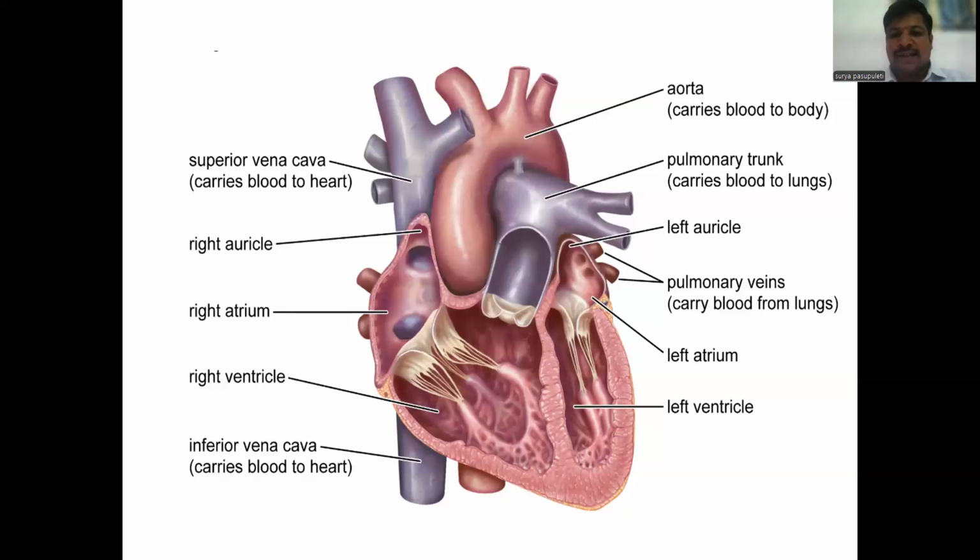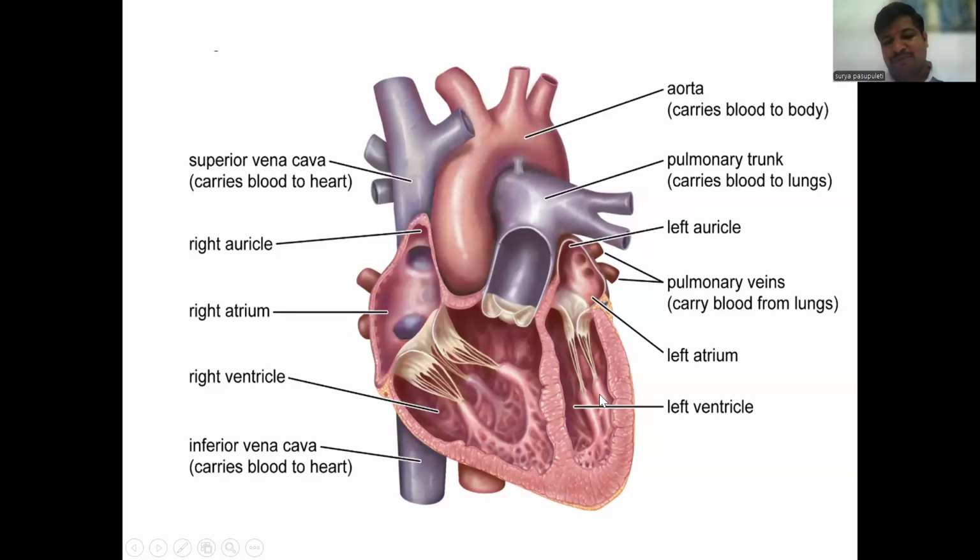The oxygenated blood from the lungs returns through pulmonary veins; each lung carries 2 pulmonary veins. The right lung carries the right inferior pulmonary vein and right superior pulmonary vein, and the left lung carries the left inferior pulmonary vein and left superior pulmonary vein. All 4 pulmonary veins carry oxygenated blood from the lungs and drain into the left atrium. From the left atrium, the oxygenated blood moves into the left ventricle through the bicuspid valve, which is also known as the mitral valve.